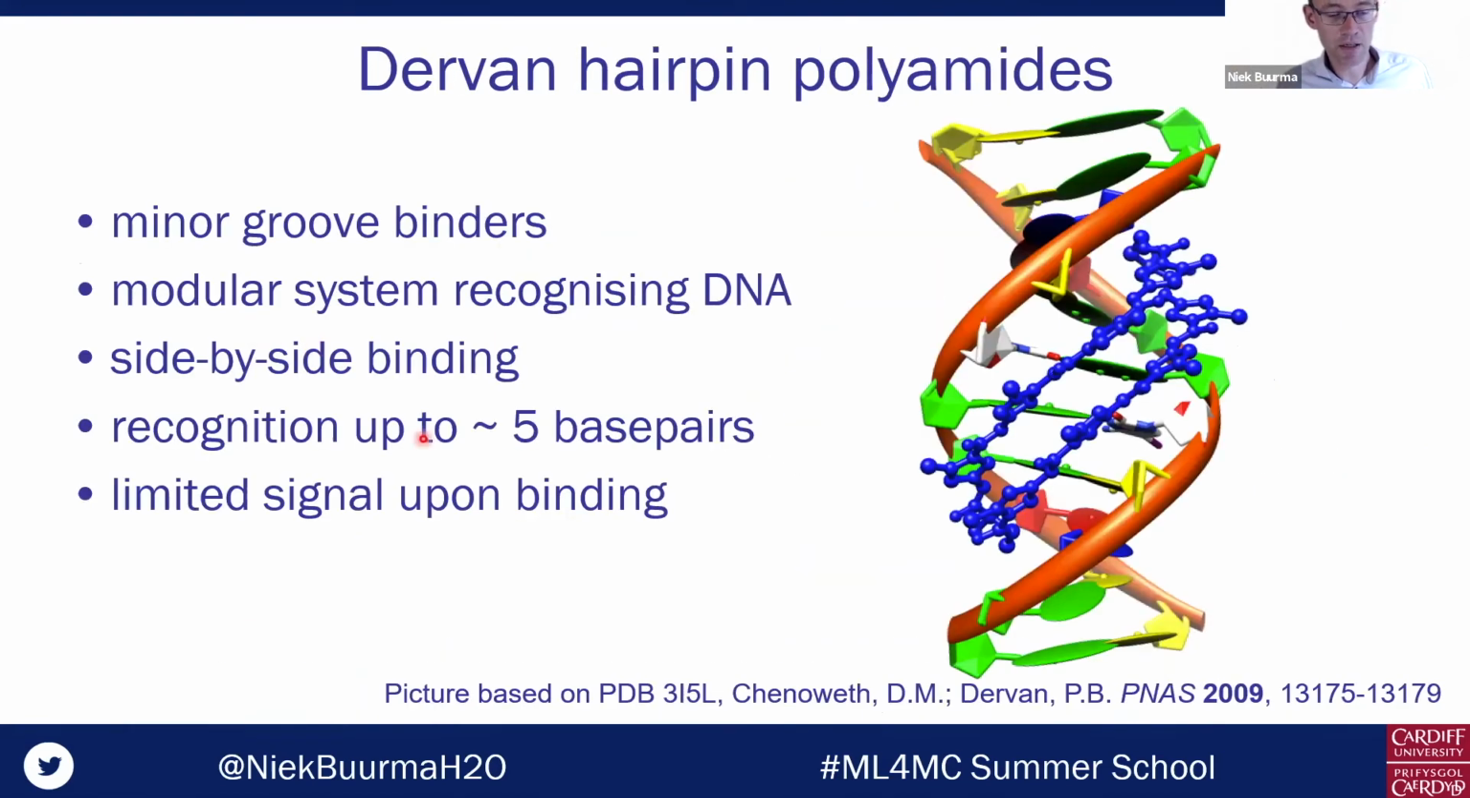So a key example of molecules that can recognize DNA reasonably well are Dervan hairpin polyamides, and they bind in a minor groove in a side-by-side manner. So you have two of these molecules sitting next to each other, or if you connect the two molecules, you get a so-called hairpin. So that's why they're called hairpin polyamides. And they can recognize up to approximately 5 base pairs. They're polyamides, so you don't see a lot when they bind.